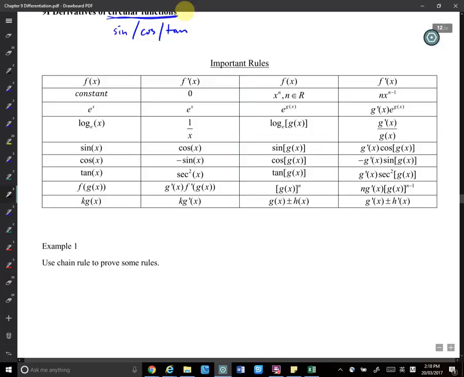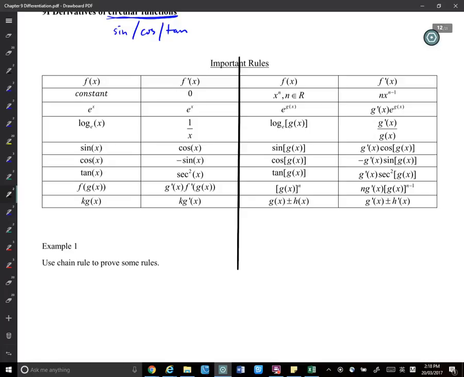Separate in the middle. What do you have? You have f(x), f'(x), f(x), and f'(x). So let's look at the first column. Okay, first column: constant. Read it horizontally. So a constant's derivative will be 0.